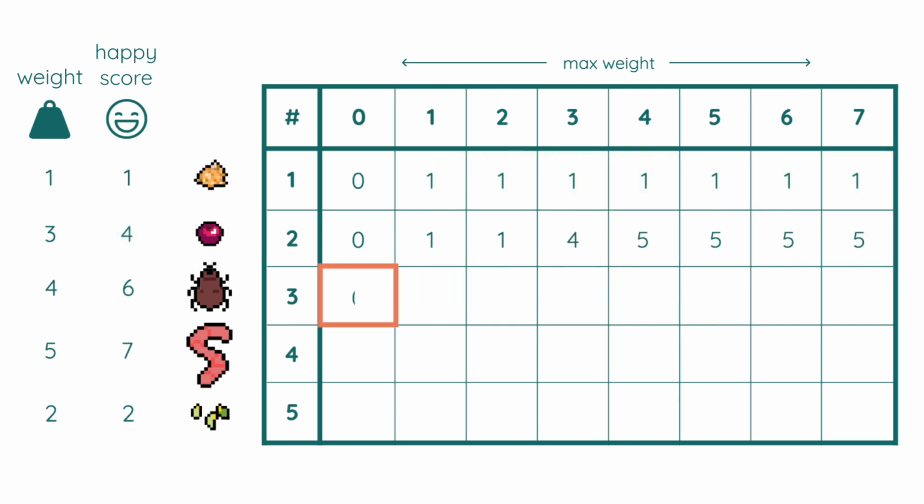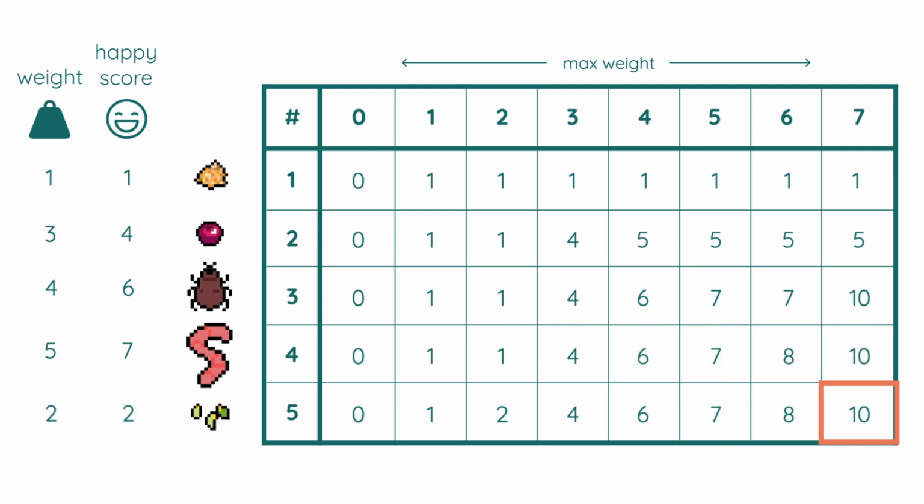Now onto the bug row. We keep the values under its weight since we can't pick the bug up if the max weight is below 4. We make another comparison, this time going back 4, since the beetle's weight is 4. 0 plus the beetle's happy score of 6 is 6, which is larger than our current value of 5. So our new optimized value is 6. Again, we continue making these comparisons and update new values. The rest of the table is filled out in a similar fashion.